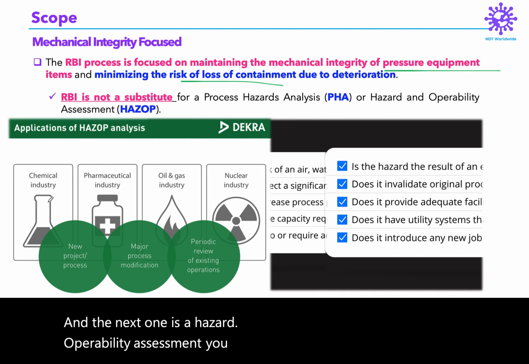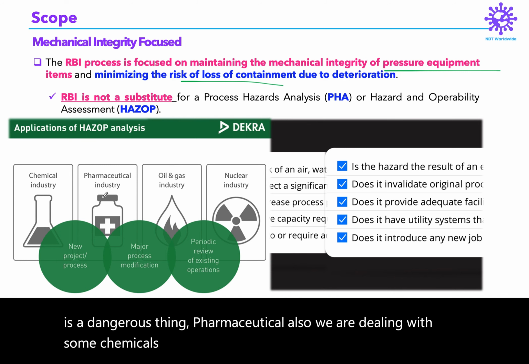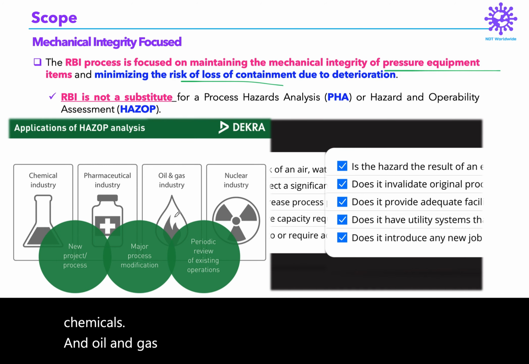You see here, the chemical industry is a dangerous thing. In pharmaceutical also, we are dealing with some chemicals, and oil and gas, same thing. Petrol, diesel, and the nuclear industry are completely dangerous.